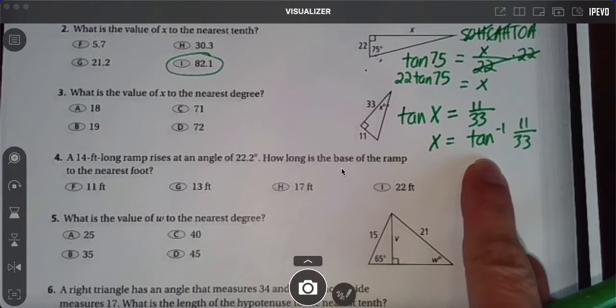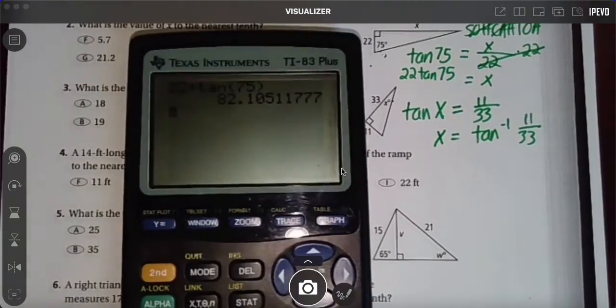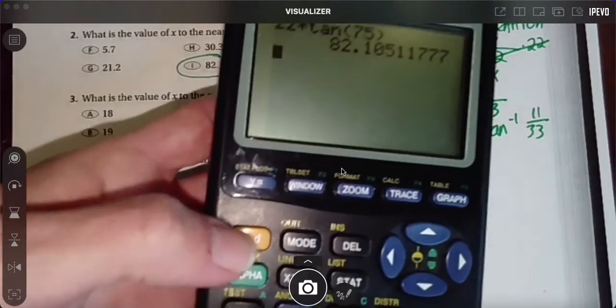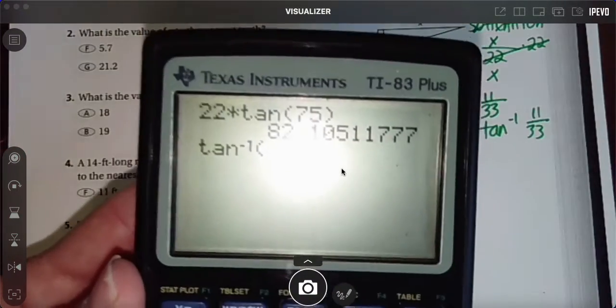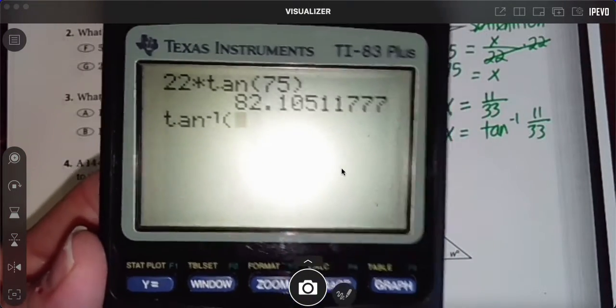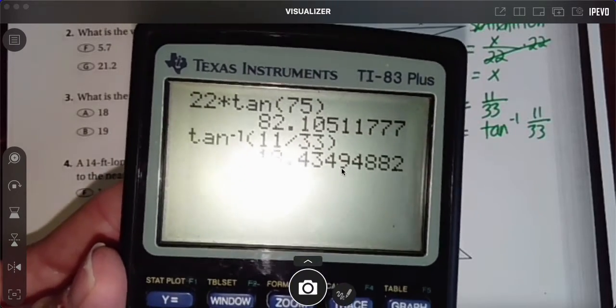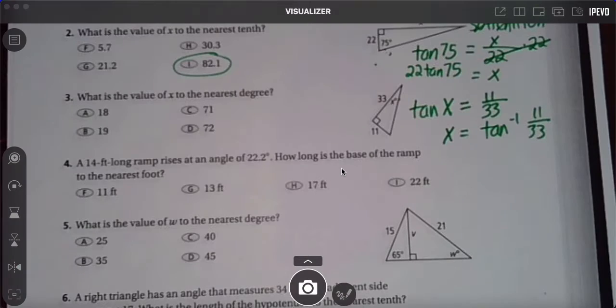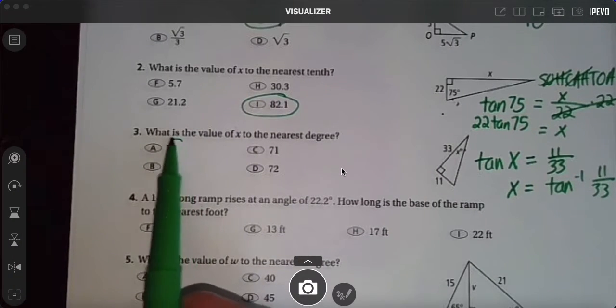What button is that on your calculator? Second tangent. All right? So you would press, I don't know if you can see it, but here's the second, and then here's your tangent button, and it's going to look like that. Tangent inverse of 11 over 33, and it tells us it's 18.4, which would be what? It says nearest degree, so that is 18.